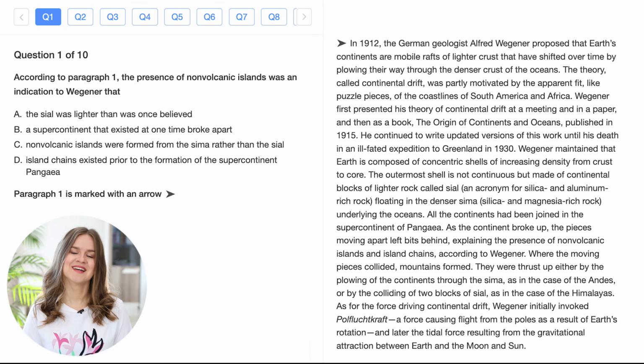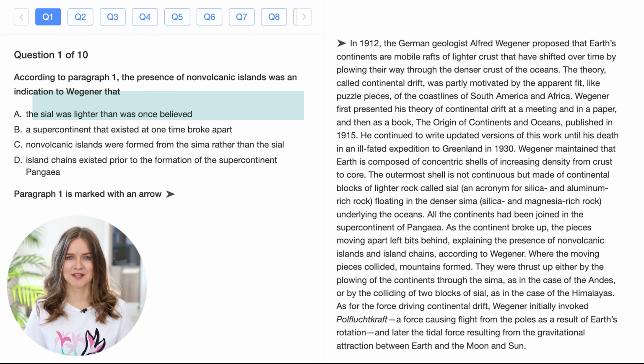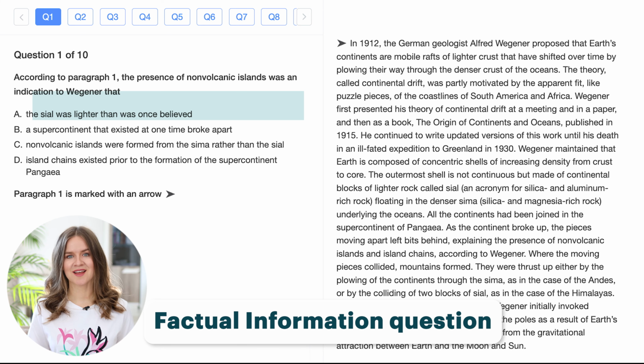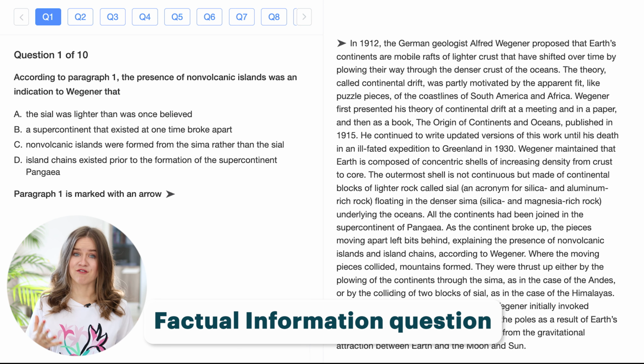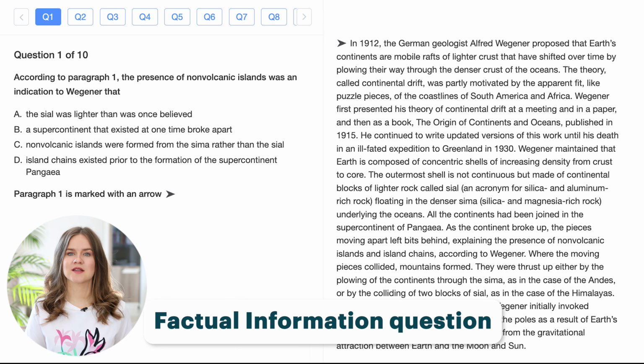Question 1. According to paragraph 1, the presence of non-volcanic islands was an indication to Wegener that... This is a factual information question. It asks us to find a fact that's clearly stated in the passage, not to guess, infer, or assume anything.